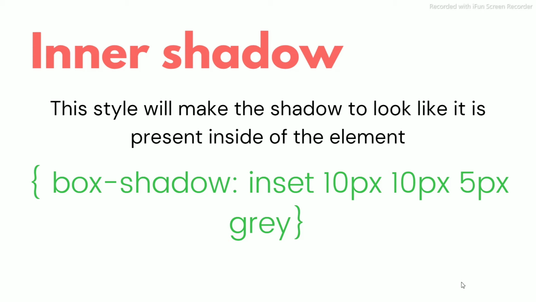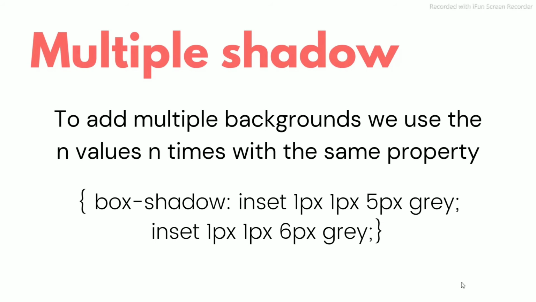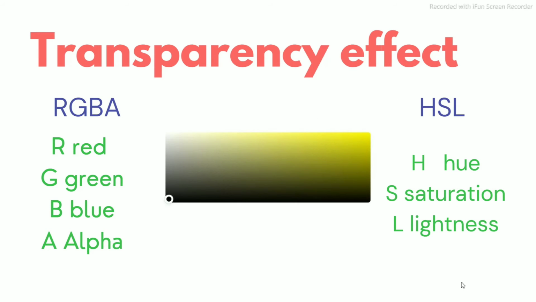We can also create multiple shadows in CSS. For that we use two values for a single property, the box shadow property, like inset 10 pixel 10 pixel 5 pixel gray, and we complete it. Next we use inset -10 -10 5 and gray, which makes two multiple shadows for a single rectangular or square element. Now coming to the transparency effect.